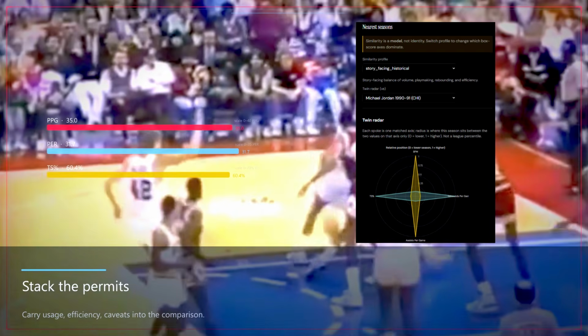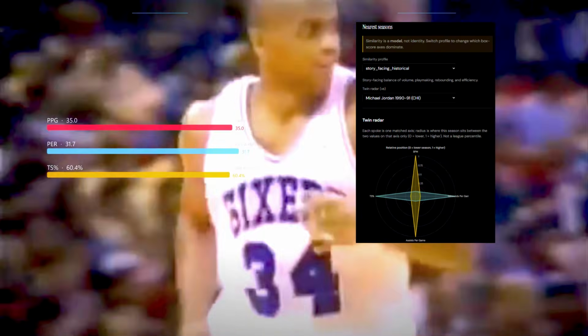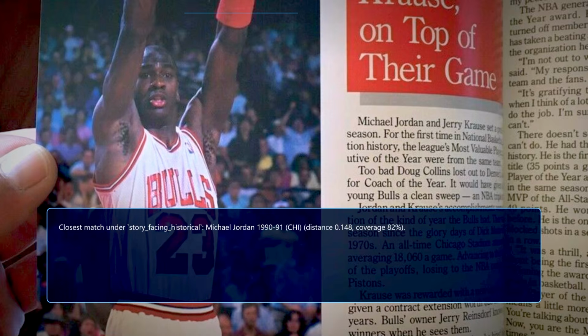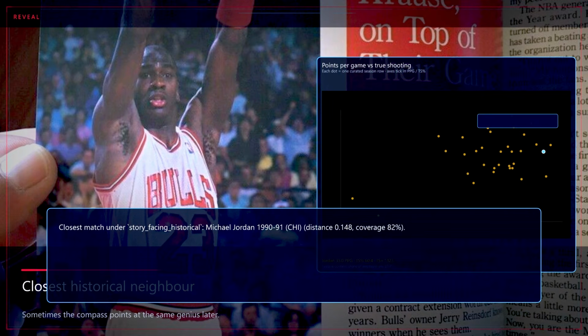And the result? The nearest neighbor under this historical facing profile is Michael Jordan's 1990-91 season with the Chicago Bulls. It has a distance of about 0.148, with coverage around 82% in the bundle language. It has the closest alignment on true shooting percentage, assists per game, and rebounds per game in their readout. Sometimes, the compass points at the exact same genius, just wearing a slightly different haircut.